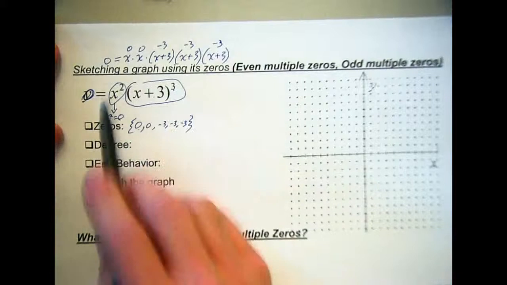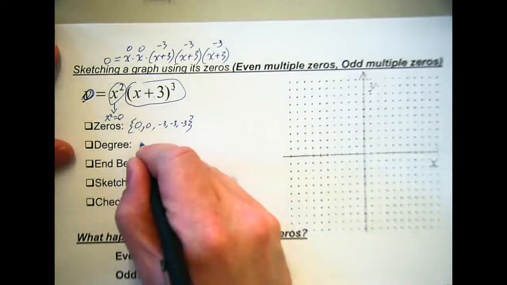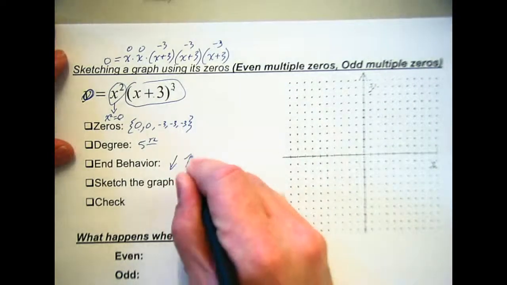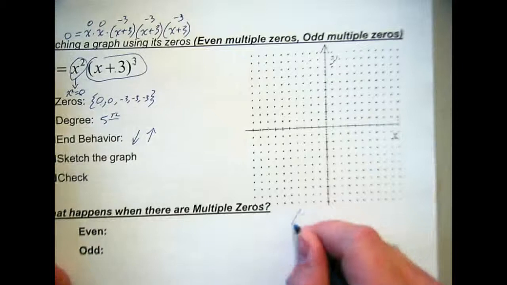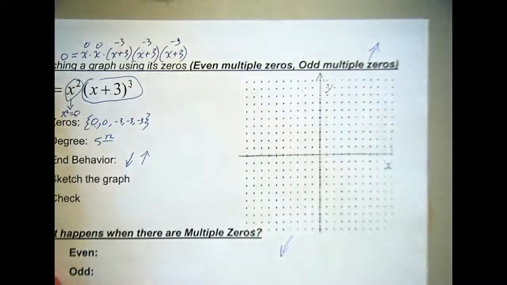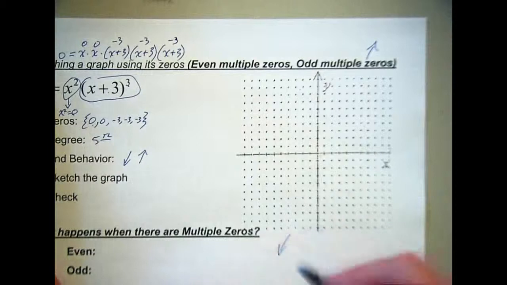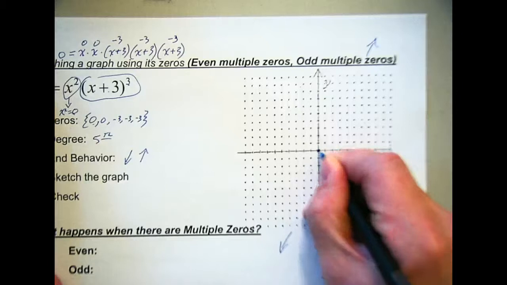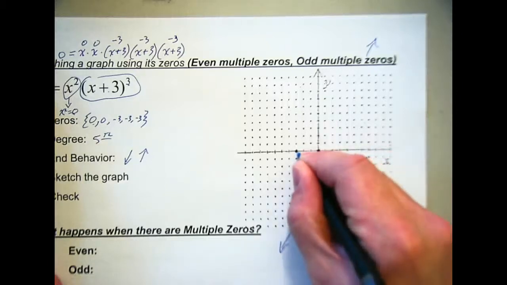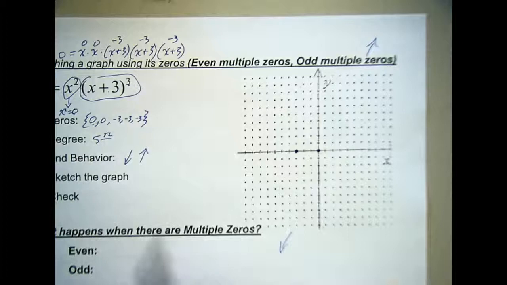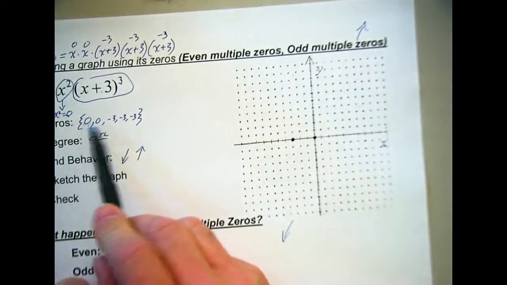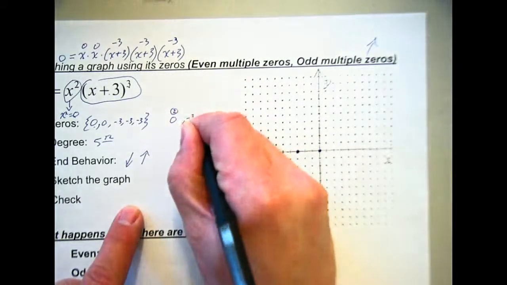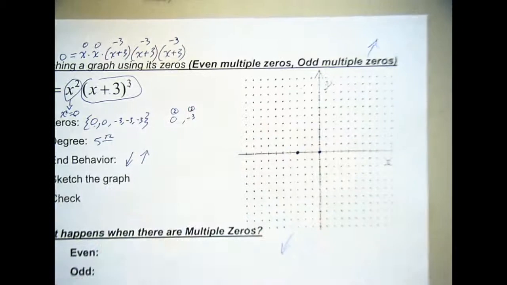Your degree, add your powers, is 5th. It's an odd degree, so the end behavior is down, up. Sketching our graph: down, up. We have 0 and we have -3. We know at 0, it appears twice, and that's an even multiplicity. So you could write this as 0 appears twice and -3 appears 3 times. That's multiplicity notation, if you want to do that.